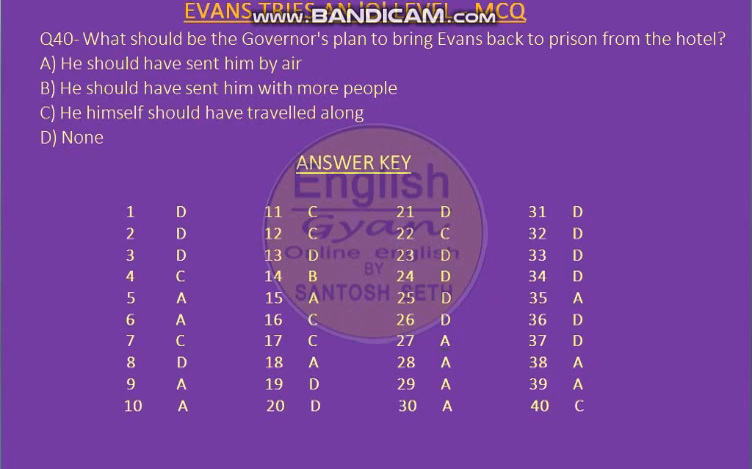22C, 23D, 24D, 25D, 26D, 27A, 28A, 29A, 30A, 31D, 32D, 33D, 34D, 35A, 36D, 37D, 38A, 39A and 40C. So check your answer and do inform me.